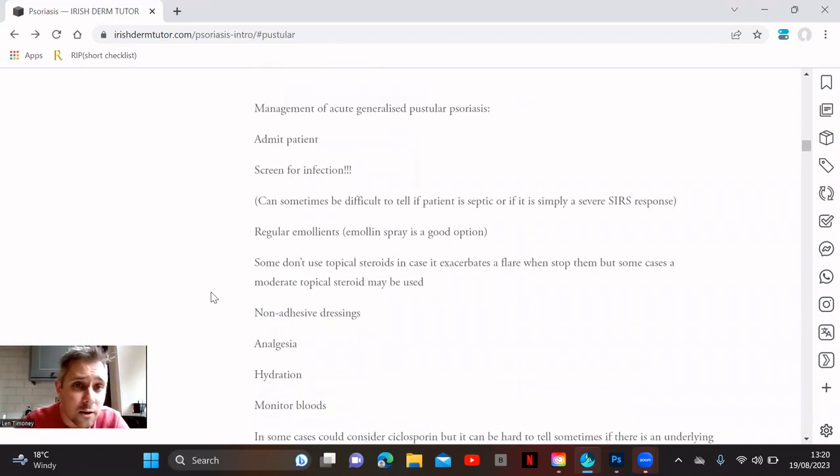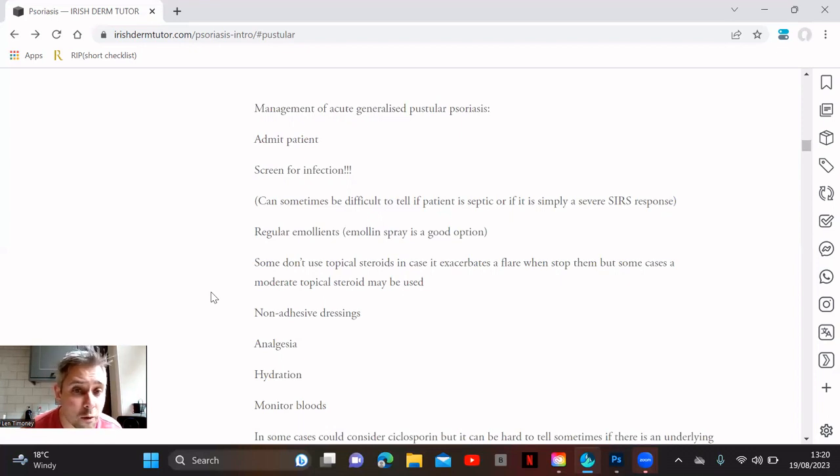So how do you manage it? If it is a bad flare and they're unwell, they need to be admitted. And you need to screen for infection because, as I mentioned earlier, infection can cause a trigger of pustular psoriasis. And it can sometimes be very difficult to tell if a patient is septic or if they're simply having a systemic response to the pustular psoriasis itself. So it can often be very difficult. So you need to do the full screen.